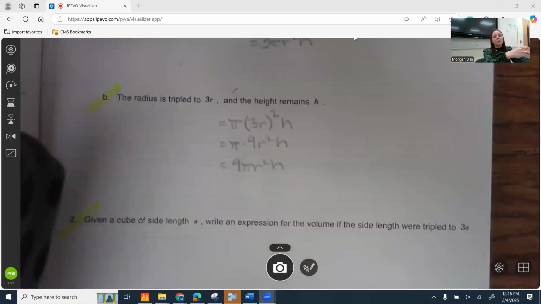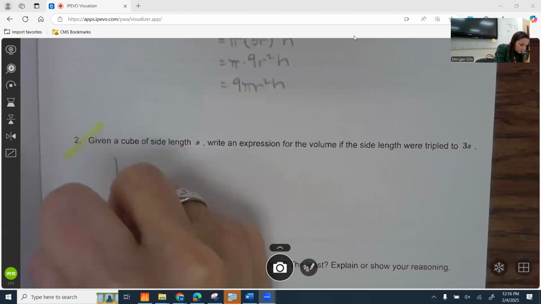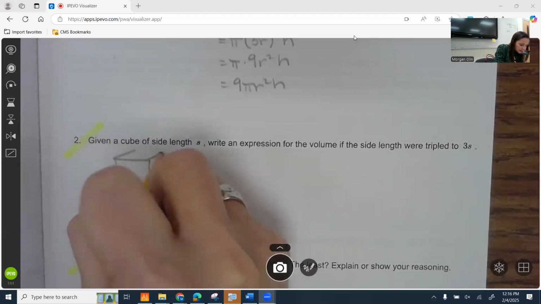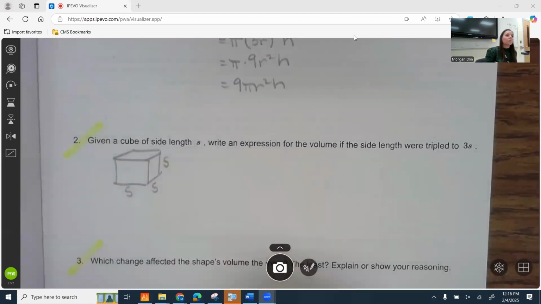Now, let's look at number 2. Given a cube, I'm going to draw this. A cube has all the sides alike, like this, and it says S. Each side is S. And remember, cube, all the sides are the same. Write an expression for the volume of the side length.